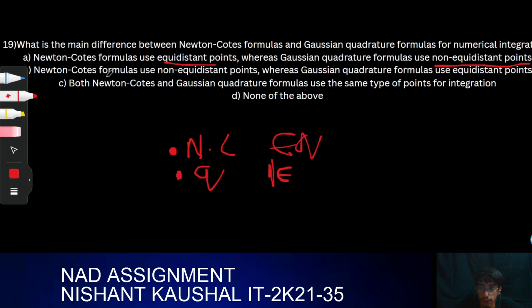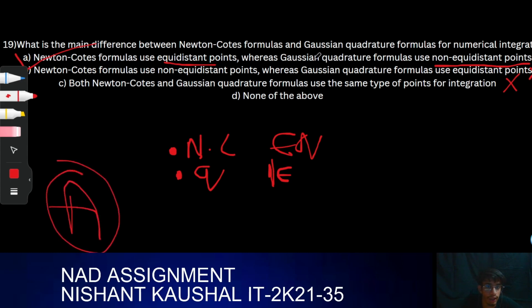So let's see other options as well. Newton-Cotes formula uses non-equidistant points, whereas Gaussian quadrature formula uses equidistant points. No, this is false. Both Newton-Cotes and Gaussian quadrature formulas use the same type of points for integration. No, this is also wrong. So it will be A. Newton-Cotes formula uses equidistant points, and Gaussian quadrature formula uses non-equidistant points.